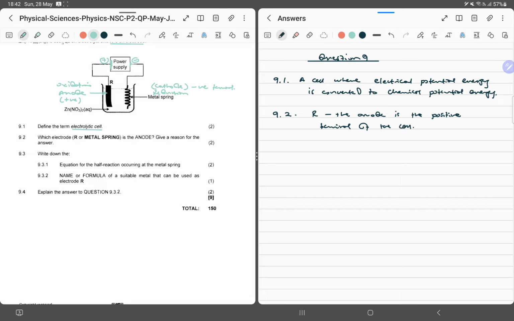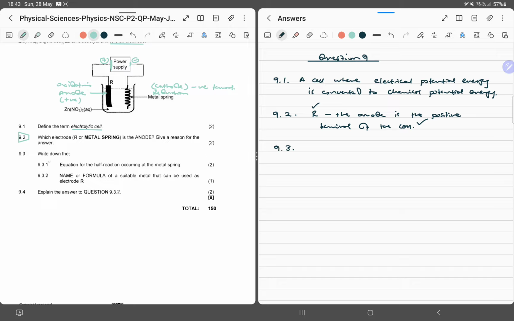Battery, cell, whatever. All we know is that if we're electroplating the spring, it definitely has to be the cathode, and that one becomes the positive terminal. Again, it's one of those questions where you see the answer is pretty vague, so you just say whatever is best, and it should work. So that's it.